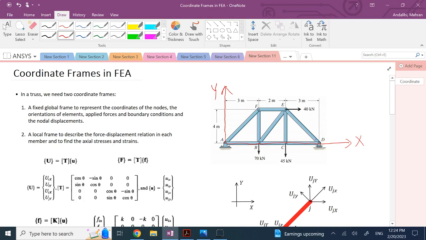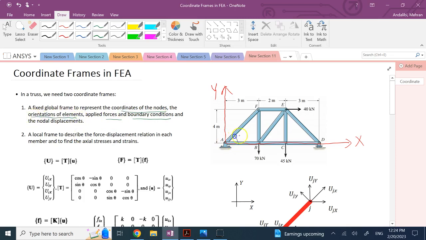Or if I want to show the amount of forces, what is the force at node E? I say the force is 40 kilonewton along the x direction. Or similarly, I can represent the forces at B and C as 70 and negative 70 and negative 45 in the y direction. Or if I want to talk about the displacement, I say at node A, there is no displacement along x and y, while at node D, there is no displacement only along y, x is free. So you see, I can easily present the boundary conditions, the forces, the locations of the nodes, and the orientation of the elements too.